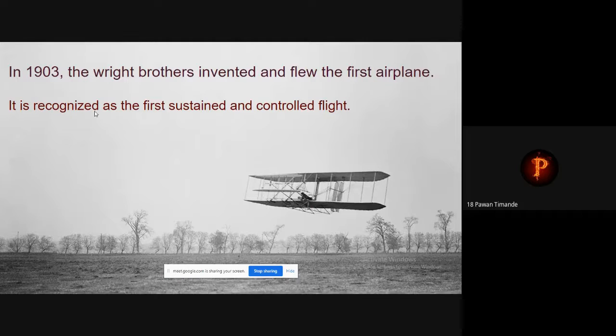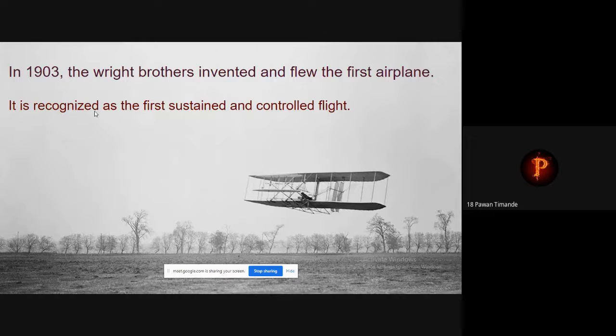Going to the history, in 1903, the Wright brothers invented and flew the first airplane, and it is recognized as the first sustained and controlled flight. They invented the manned flight, which didn't have much machinery installed in it, but it is basically the phenomenon which is common in all flights from history to the current. All flights are based on the same phenomenon, which is the airfoil system.